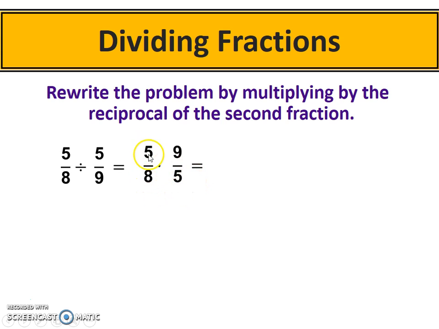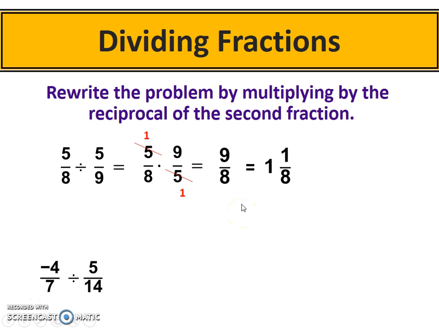So I look and see, oh, I've got a common factor of 5 here. So 5 and 5 cancel out. 5 goes into 5 once in each place. And so now when I multiply, I've got 9/8, and I'll rewrite that as a mixed number. 9/8, why don't you go ahead and select what you think that would be as a mixed number. Okay, so hopefully you selected 1 and 1/8. All right, let's take a look at another example.